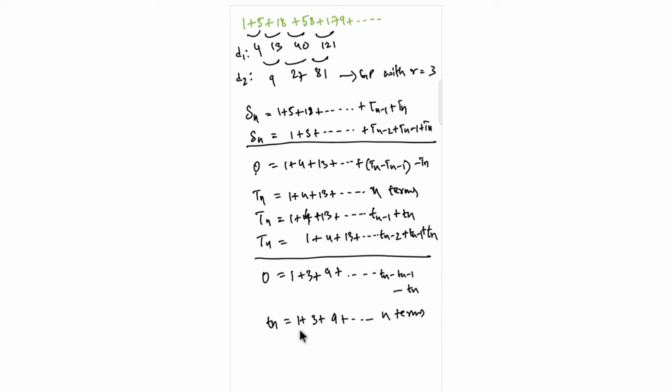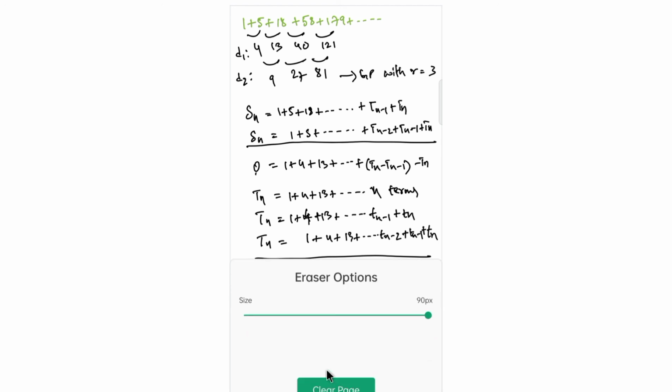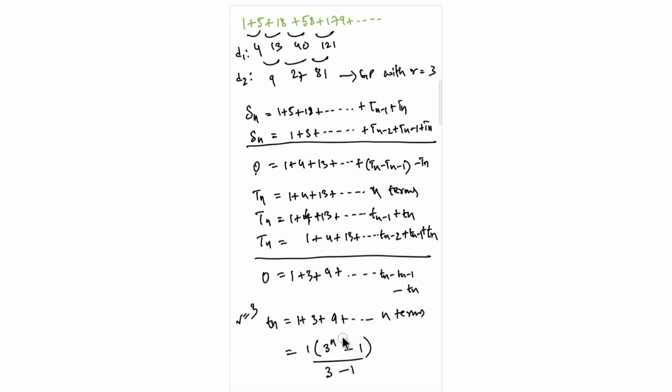So tn is 1 plus 3 plus 9 plus so on till n terms. This is a GP with common ratio equal to 3. So you can just solve it: a into r power n minus 1 divided by r minus 1, which is 3 power n minus 1 divided by 3 minus 1, because there are n terms. So it's 3 power n minus 1 divided by 2. This is tn. So how do you get capital Tn?